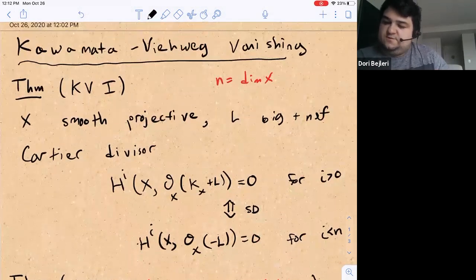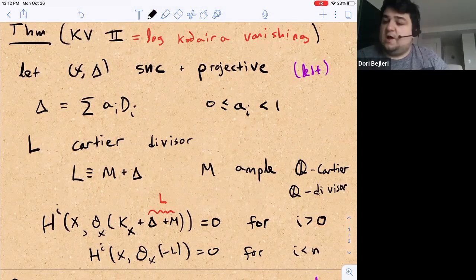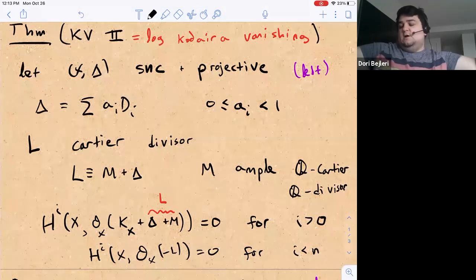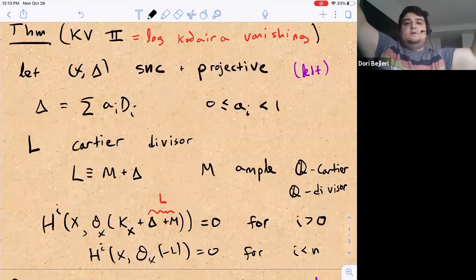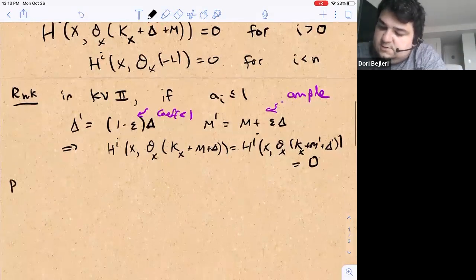So the strategy for proving KV2 is to reduce to usual Kodaira vanishing. So we want to have a way to remove these deltas, because we know that the cohomology of K_X plus M vanishes, as long as M is actually an integral divisor. So we want to replace X with this boundary. We want to replace that by something where we just have a Cartier divisor that's given by M. And so this is done by the following proposition.